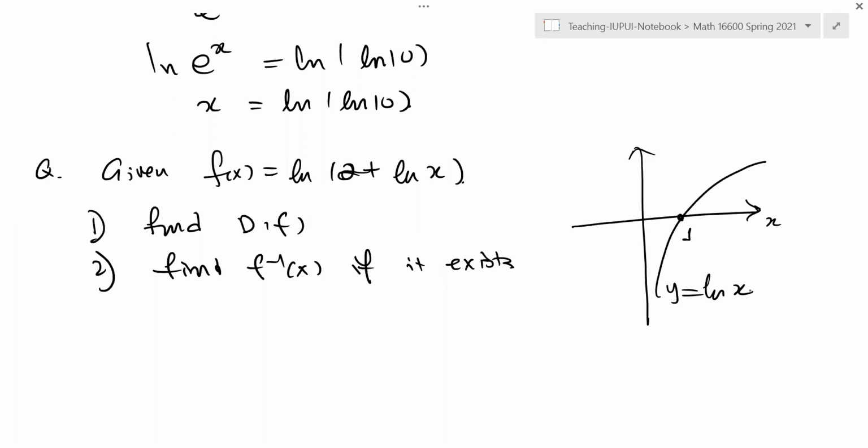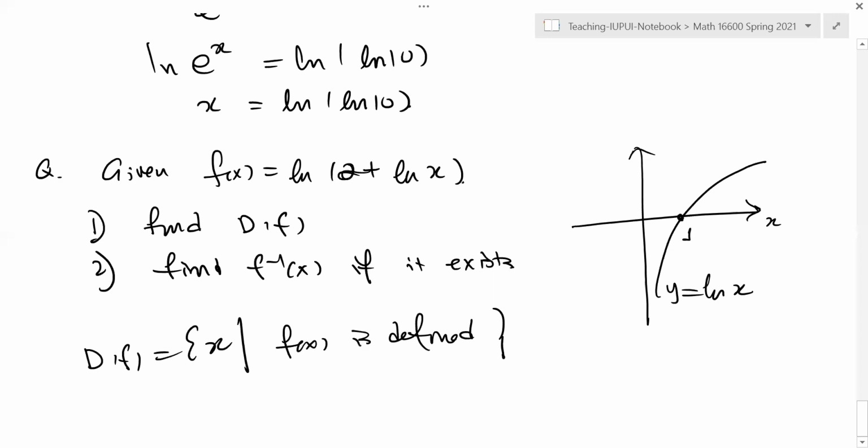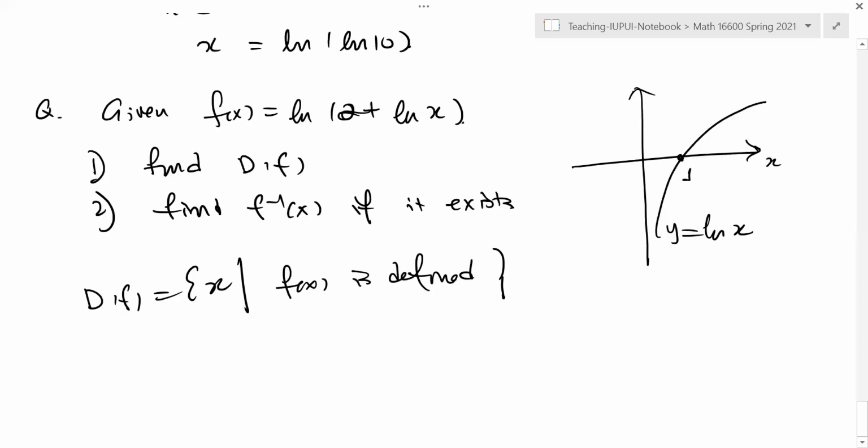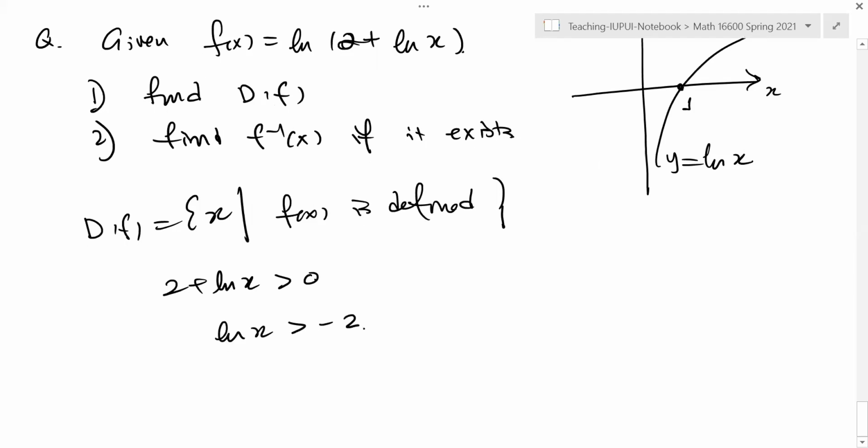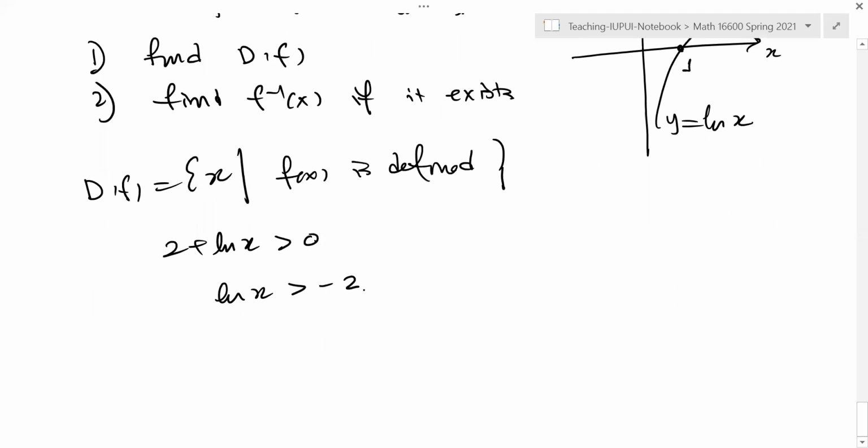All right, so to solve the first problem, by definition, the domain of f is going to be the x for which this is defined. That's the first step we can write. When is f of x defined? Look at the picture, when the natural log is defined. So you have to solve this inequality, which means natural log of x should be greater than -2.